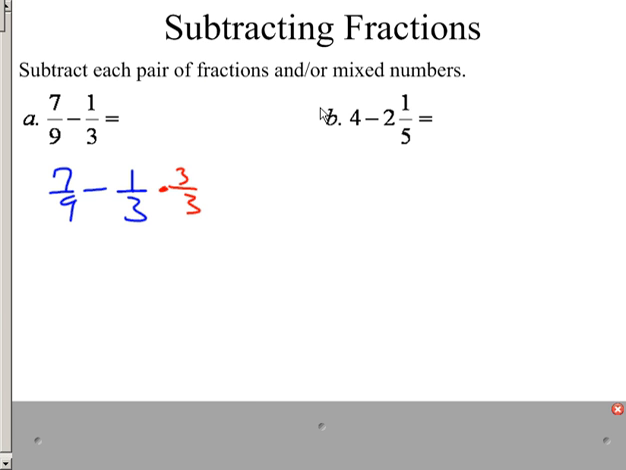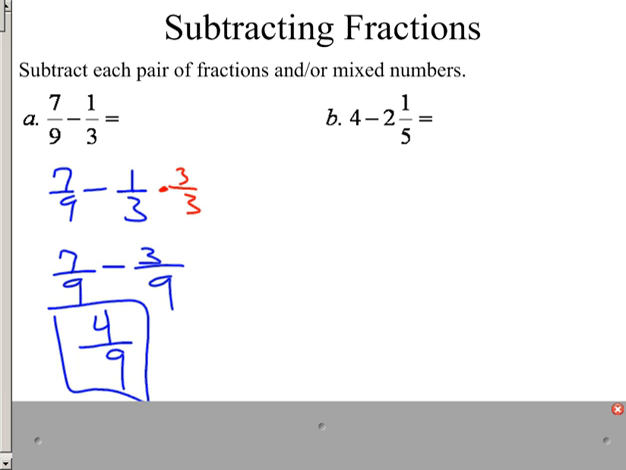We always multiply it by a number over itself because it's the same thing as multiplying by 1. So it's algebraically legal. It's mathematically legal. We multiply by 1, you're really not changing it. You're just changing the form of how it looks. This is 7/9 minus 3/9. Now that we have common denominators, we subtract, get 4, leave the denominator the same, 4/9. Questions on that one? Okay, make sure you get that work down.